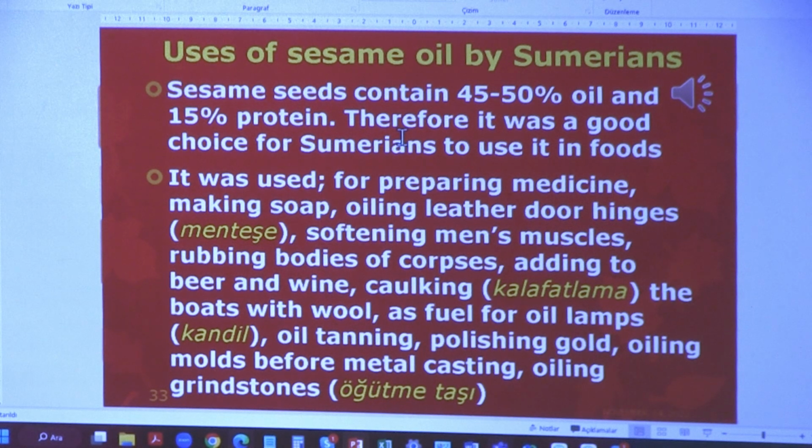Yeah, they also used it for polishing gold or silver, the metals, and they also oiled the molds when they were going to cast some metals, in order to remove them easily. They oiled the surface of the mold. And also the grindstone, değirmen taşı. So you have two cylindrical rocks, and you put your sesame in between. As you rotate, you can obtain sesame oil or other oils today.